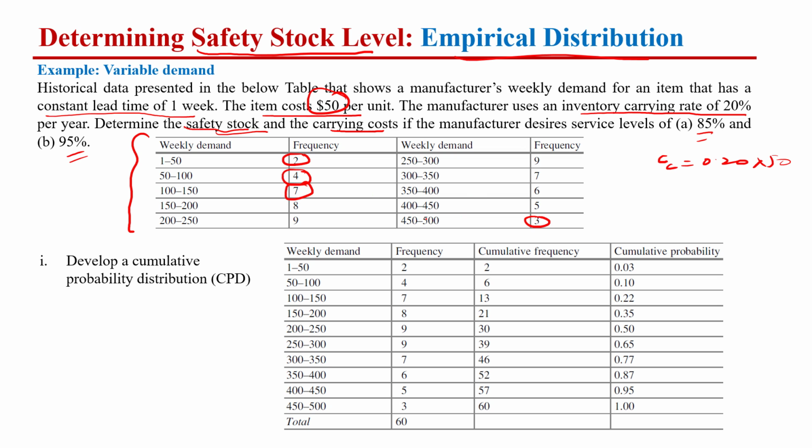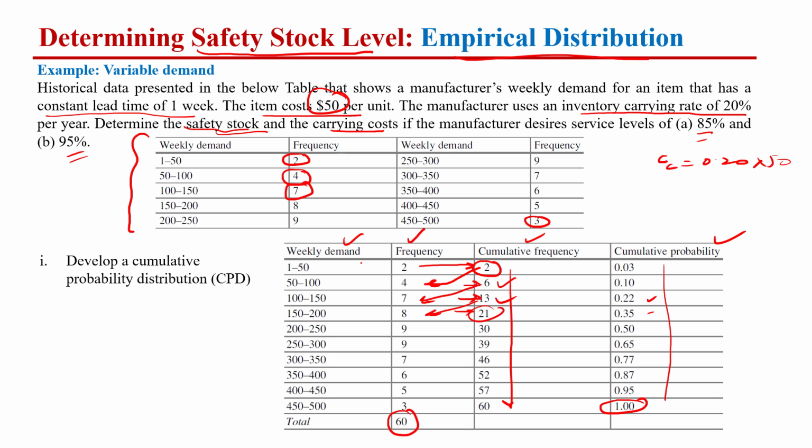Using this data, we have written it down based on the frequency. Based on the frequency, we have calculated the cumulative frequency. The first frequency is written as it is. Then 2 plus 4 is going to be 6, 6 plus 7 is going to be 13, 13 plus 8 is going to be 21, and so on. Based on this cumulative frequency, we can calculate the cumulative probability. So 2 divided by the sum of frequency, which is 60, then 6 divided by 60, then 13 divided by 60, then 21 divided by 60. So we are getting the cumulative probability.